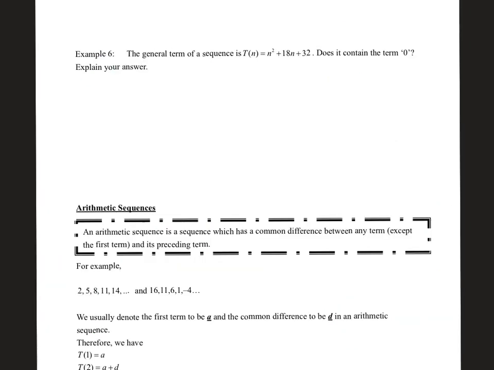Next, we come to example 6, where again the general term of a sequence given to you is Tn is n squared plus 18n plus 32. It's quadratic, but somehow we don't know how it will be useful in talking about the sequence. Another question is quite funny, because it asks: does it contain the term 0? Oh no, what does that mean? Indeed, it's asking, if you write the numbers one by one in a sequence, can you get 0?